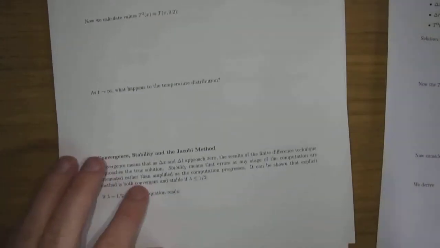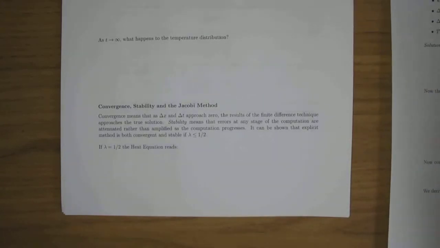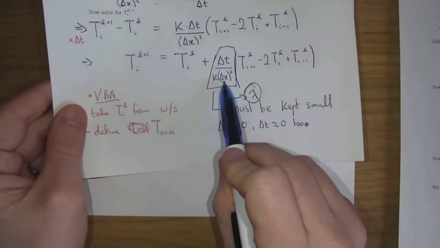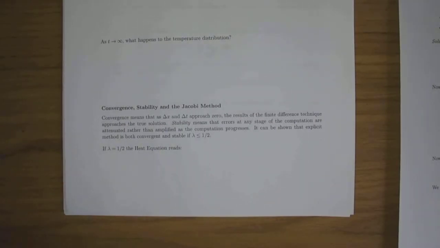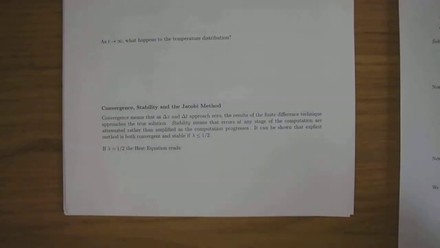So what have we got here? Convergence means that as delta x and delta t get small, now you see you can't make delta x really small without making delta t small, because if delta x is really small, then you're dividing by a really, really small thing, you get a big number. So you can't just make delta x really, really small. If you make delta x small and delta t small, then not only are you not going to get problems with oscillations, but the transient temperatures that you're calculating are accurate. Stability means that the errors are okay.